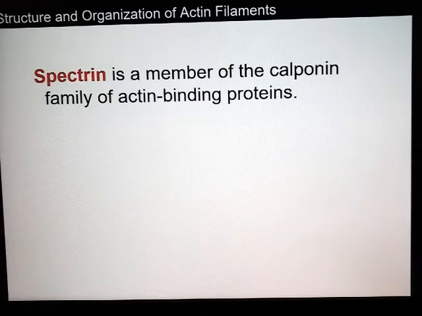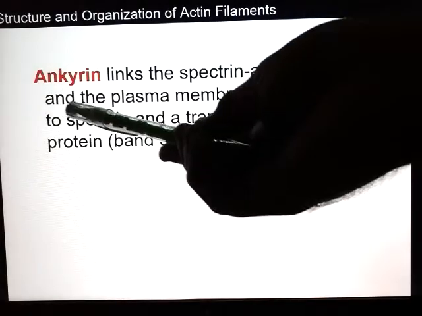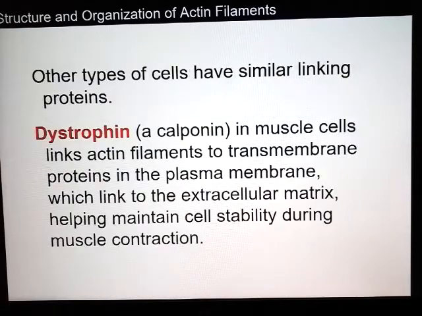Spectrin is another important protein to know. It's a member of the calponin family of actin-binding proteins. Ankyrin, again, will link with spectrin, actin, and the plasma membrane will bind these, and it's with a transmembrane protein called band 3. So all of these things will be linked together. So again, you're trying to get the cells to move. Ankyrin's going to link them with spectrin and actin, and then bind up here to the transmembrane protein band 3.